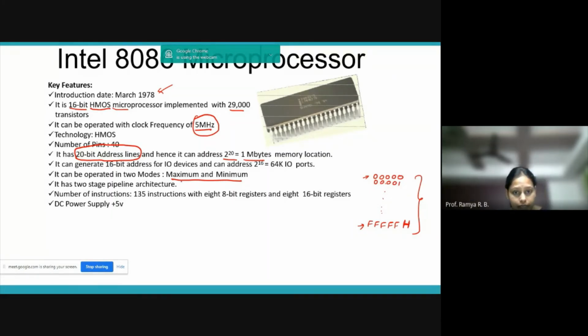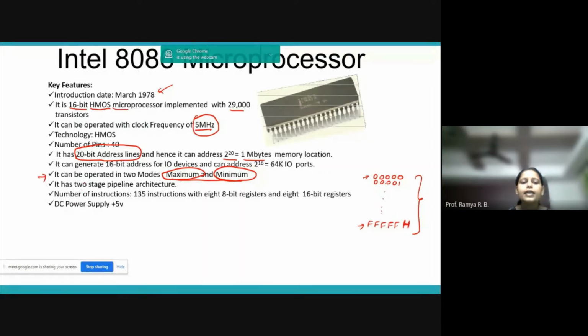So 8086 can operate in 2 modes. Minimum mode is the uniprocessor configuration. 8086 will be the only processor in that configuration. Maximum mode means along with 8086, you will be having other co-processors. That means it is multi-processor configuration. Okay, we'll be learning in detail about this point in the coming sessions.